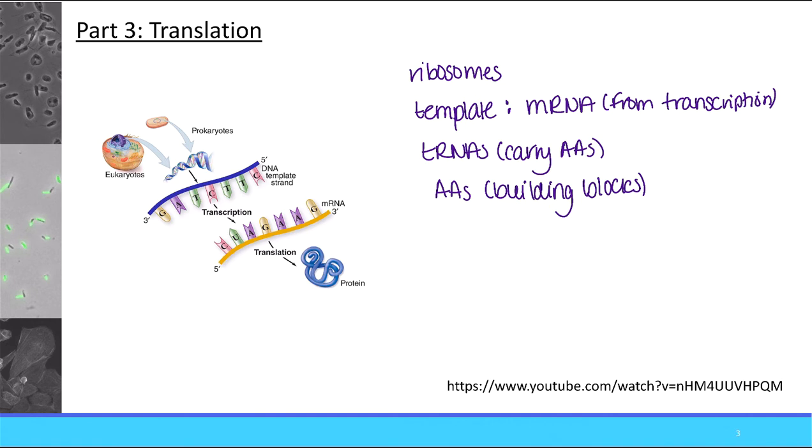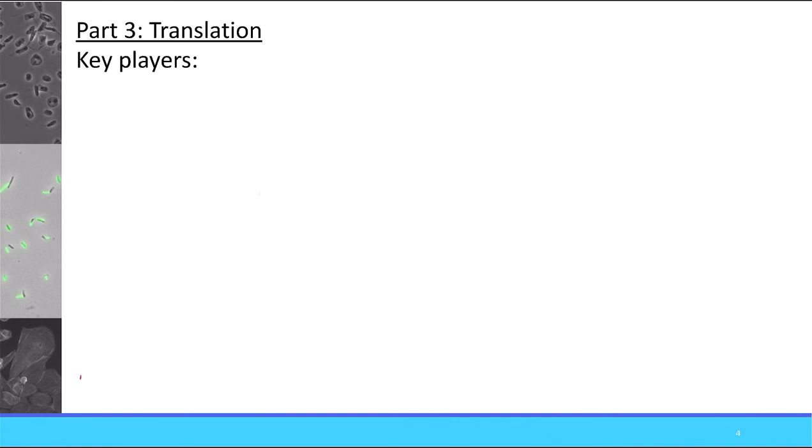So let's spend a little bit more time talking about some of these key players. We've talked a little bit about our mRNA, so we know all about the template, and we know how to read that, and we know how to translate it because we are pretty close to experts with regards to codons at this point, right? And we know amino acids, so we had an entire lecture topic earlier in the semester about amino acids and proteins. So we're going to focus on ribosomes and tRNAs because these are pretty new to us.